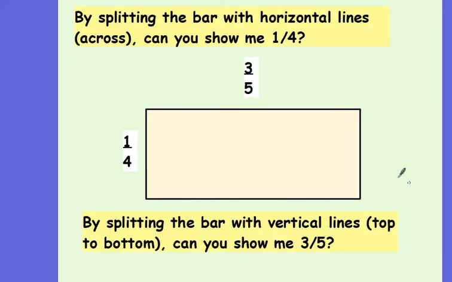Have another go, Year 7, it's getting trickier now. By splitting this bar with horizontal lines, can you shade in a quarter? By splitting it vertically, top to bottom, can you shade in 3/4? And then can you tell me what the overlap might be? Pause the video and have a go at that now, please.